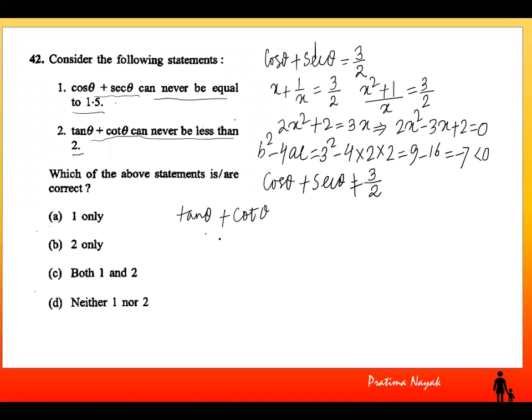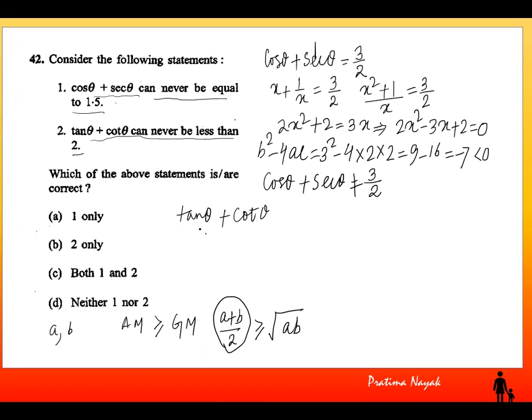Now for this, I'll take the arithmetic mean and geometric mean concept. What is it? We know that the arithmetic mean of two numbers is always greater than or equal to the geometric mean. How to write the arithmetic mean? It is a plus b by 2. How to write the geometric mean? It is the square root of ab. If a and b are two numbers, then their arithmetic mean is a plus b by 2, and the geometric mean is the square root of ab. So it is always greater than or equal to, it cannot be less than.